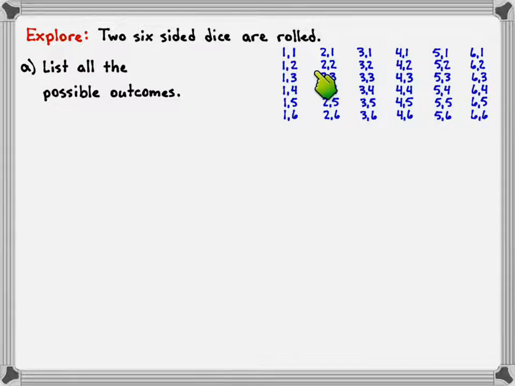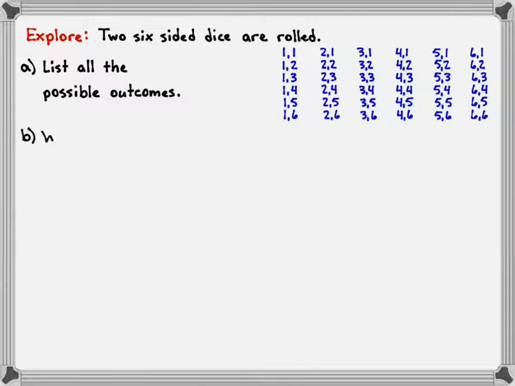Why is that? Well, that's because you have 6 options for the first die. You have 1, 2, 3, 4, 5, 6. And then you have 6 options for the second die. 1, 2, 3, 4, 5, and 6. So you have 6 times 6 different outcomes because you're rolling 2 die. So we would say 6 squared. If you were to roll 3 die, how many possible outcomes would you have? Well, you would have 6 times 6 times 6, or 6 cubed.